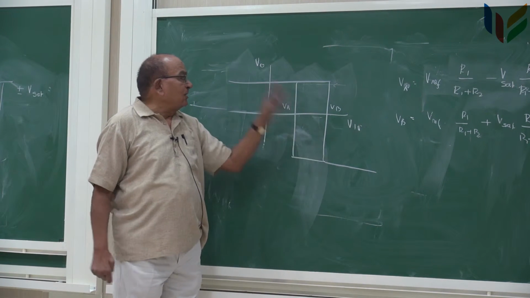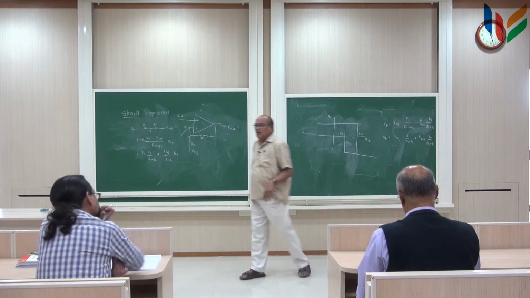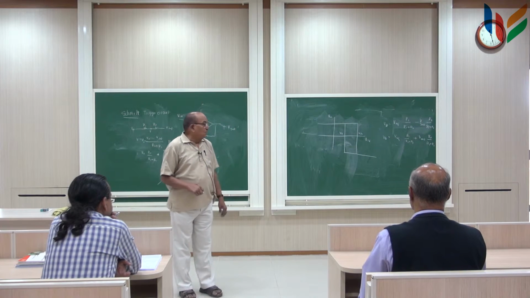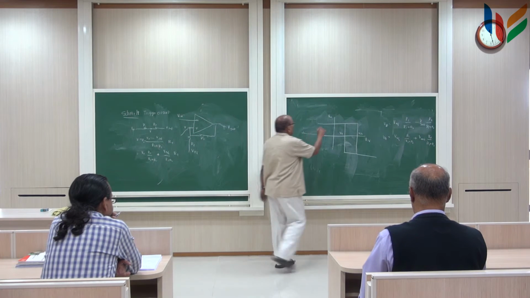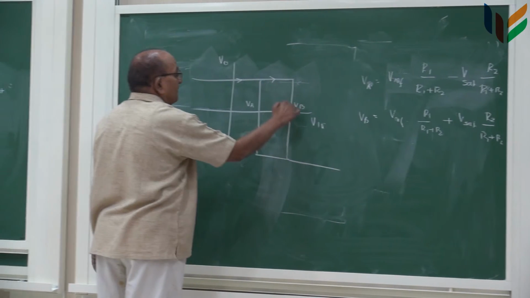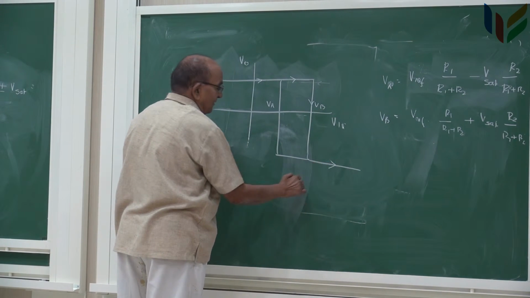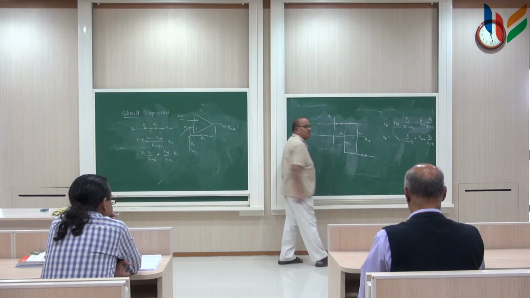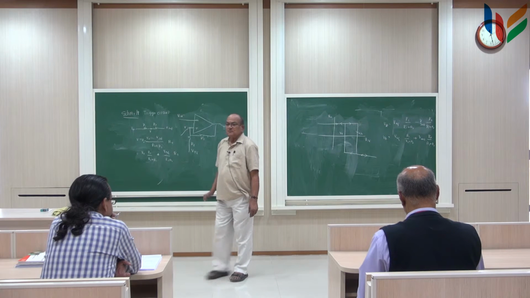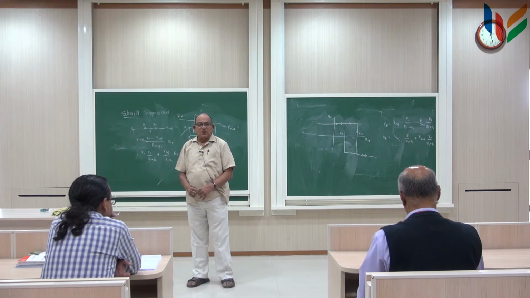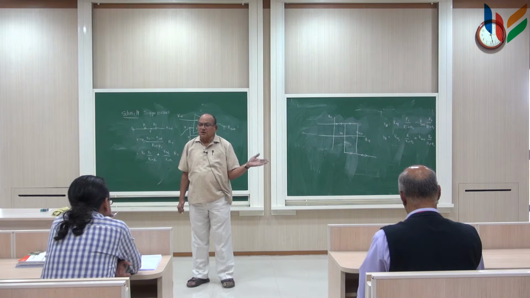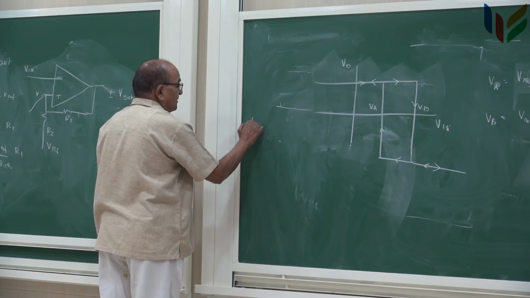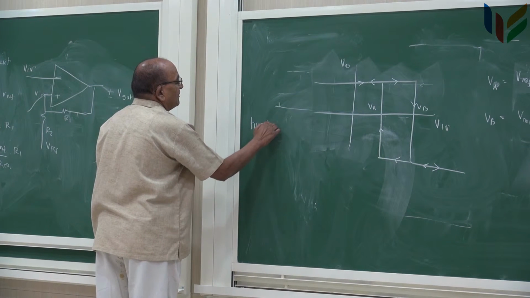So, you can see that the characteristic of this V0 versus Vin will be like this. So, it goes like this, like this, like this, like this, but while coming back it goes like this. And such a characteristic we call a hysteresis. So, the Schmitt trigger has hysteresis.